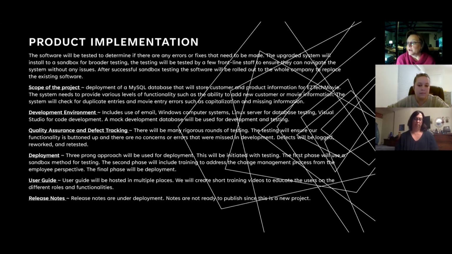Product implementation will begin with testing. The system will provide various levels of functionality, like the ability to add new customer or movie information. Employees will use various roles and privileges to access and maintain data once entered. There will be various data entry and search options for frontline staff. The system will be able to check for duplicate entries and movie entry errors like capitalization and missing information. Warehouse systems, reporting systems, and customer self-service upgrades will happen under separate projects.